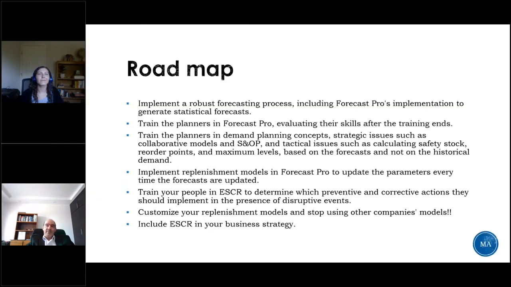Okay, so some keys for tailoring a replenishment model strategy to meet the needs of your organization. This is what we call a roadmap. Implement a robust forecasting process, including ForecastPro's implementation to generate, of course, statistical forecasts. Train the planners in ForecastPro.